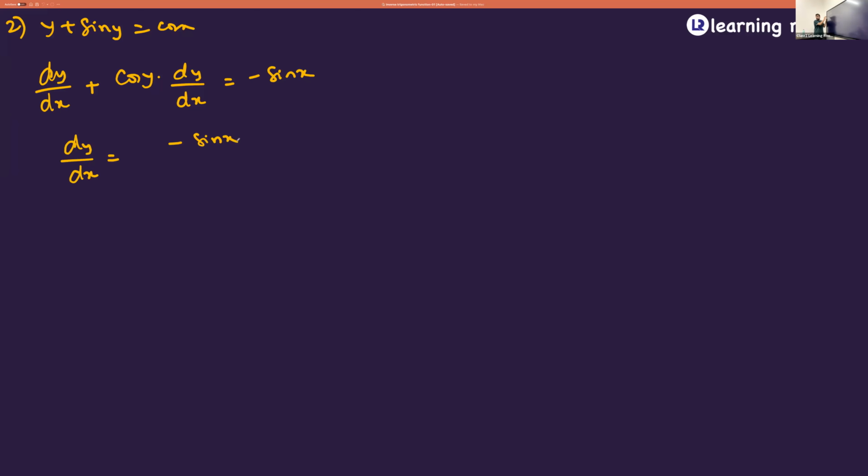What will you take out common here? dy by dx, if you take out, what are you left with? 1 plus cos y, that will go to the other side as denominator. So dy by dx is minus sin x divided by 1 plus cos y. So you will get the derivative also something like this, a combination of x and y. Right? So those who are clear with the concept, you just proceed. Don't wait for it.